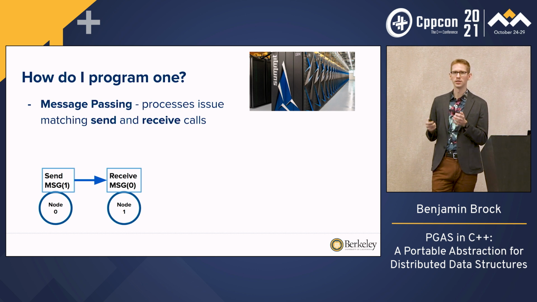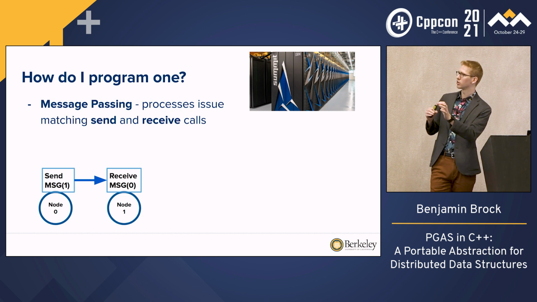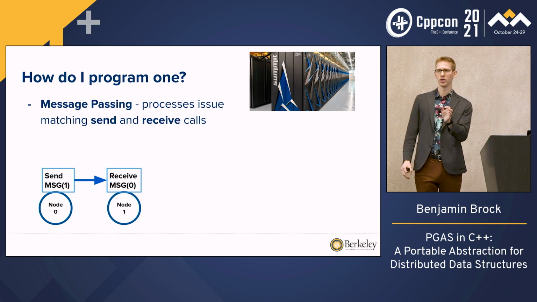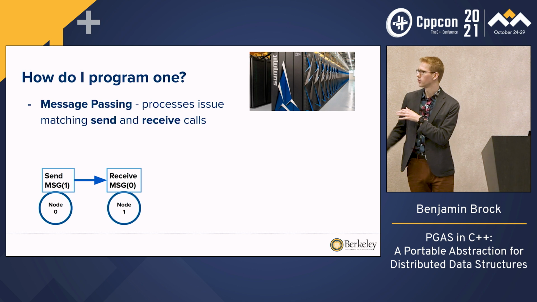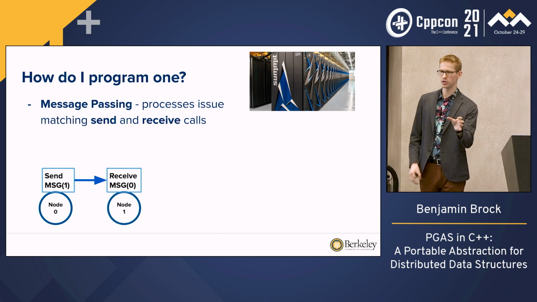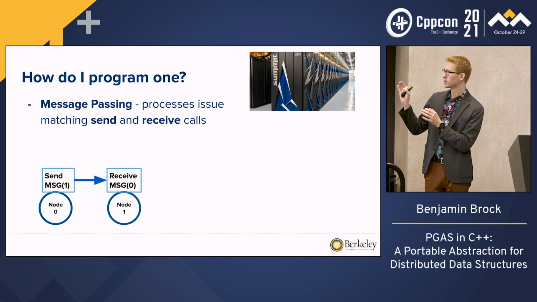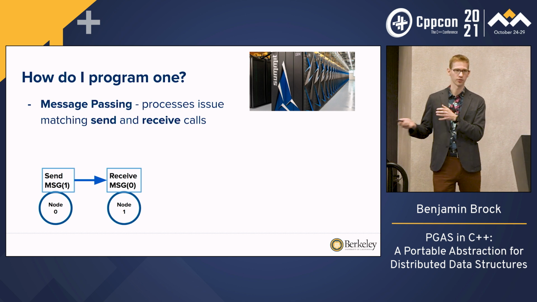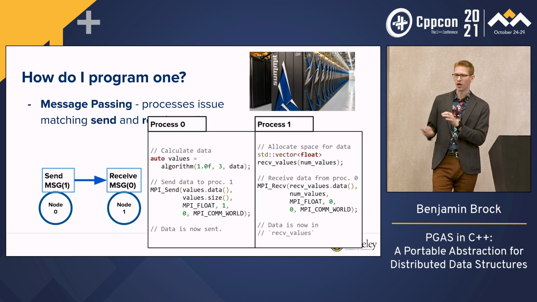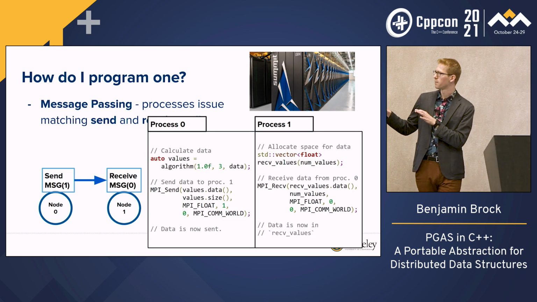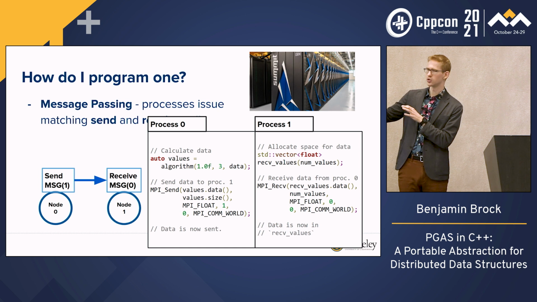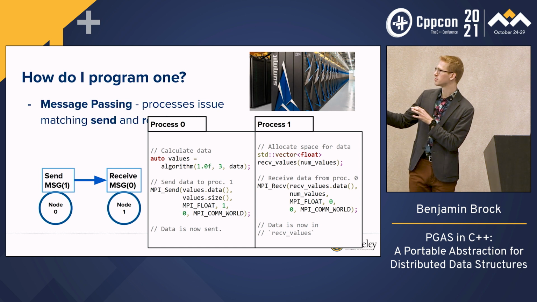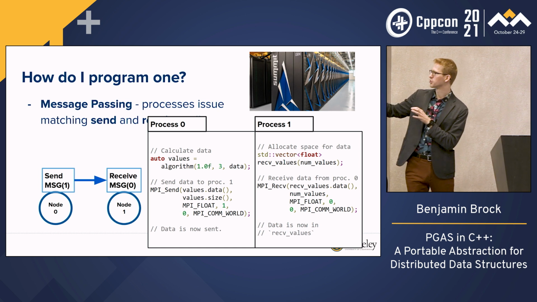The first of which is message passing. So here we have two nodes, node 0 and node 1. And node 0 wants to send a message over to node 1. So node 0 will say, please send a message to node 1. And then node 1 will say, somewhere in its code as well, please receive a message from node number 0. Now the thing that's important here is that somewhere in the code on these two nodes, in their separate programs, there has to be a send and a receive.